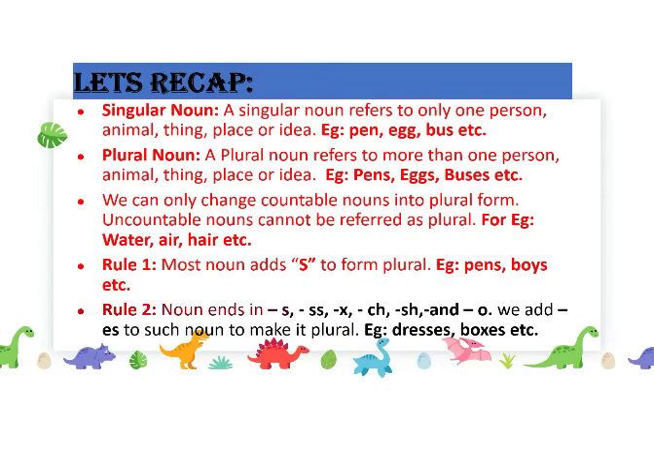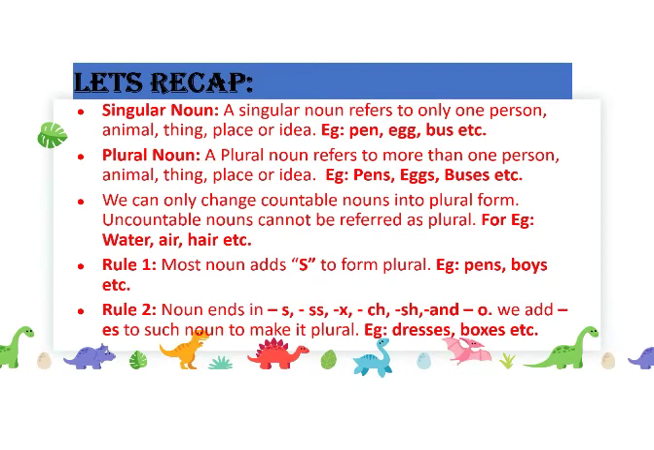Rule 2. Nouns that end in s, double s, x, ch, sh and o. If any word ends with s, double s, x, ch, sh or o, we add es to such nouns to make them plural. So for example, dresses, boxes, etc. So this is what we studied in the previous video.